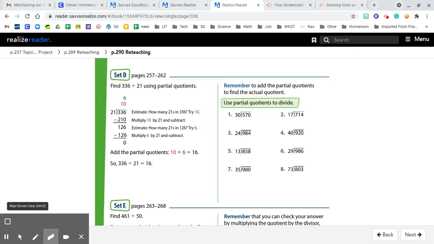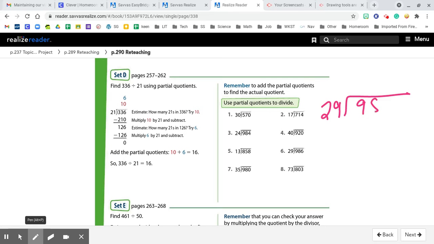All right. 29, 986. You know what? I'm going to do this one using the traditional algorithm. 29 goes into 98. I can round that up to 30. How many times does 30 go? How many times can I take 30 out of 98? 3 times. So off to the side, 29 times 3.